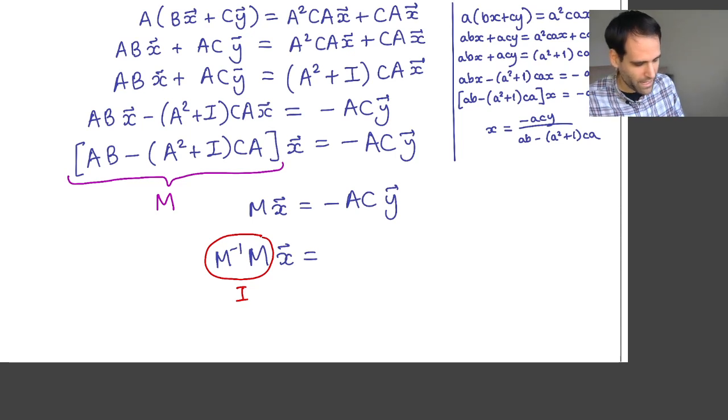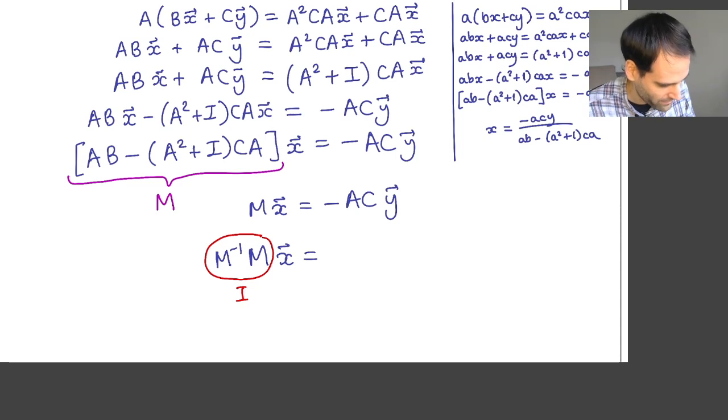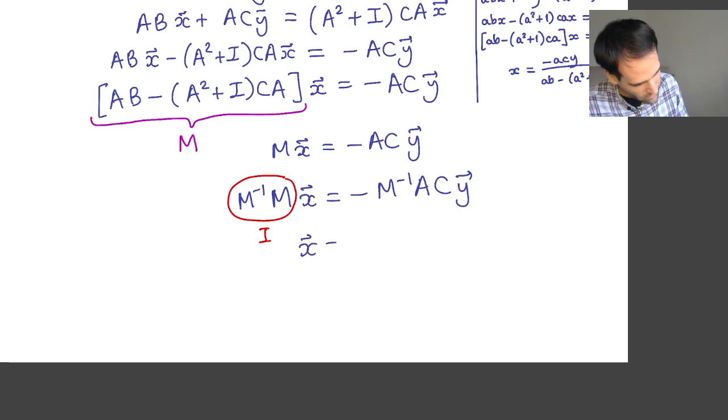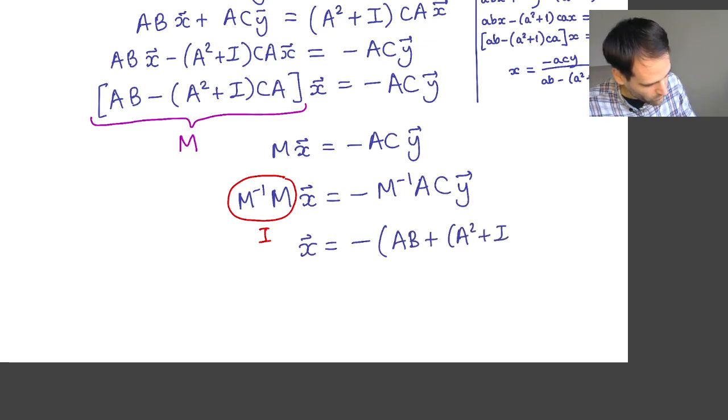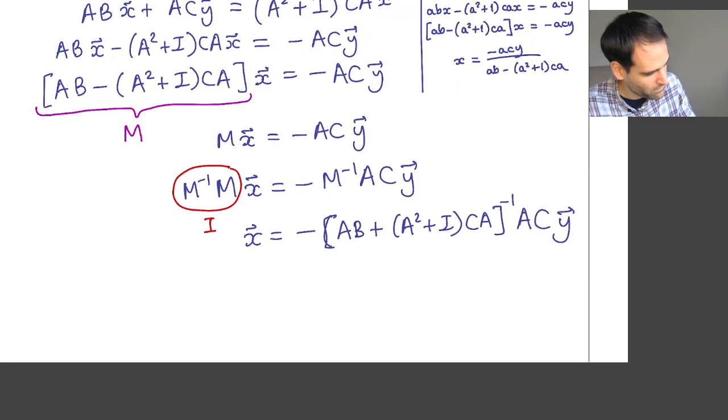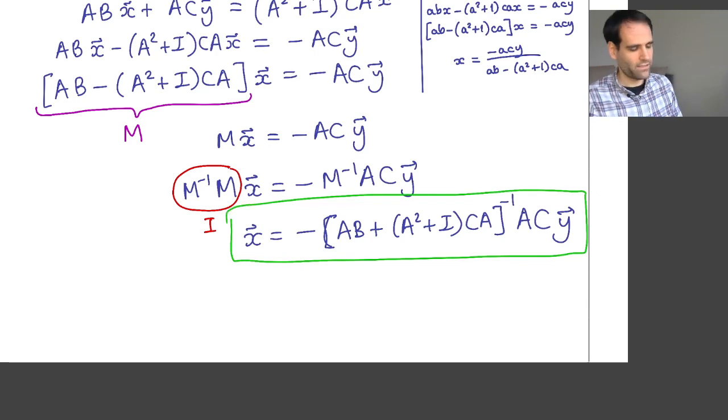So if you multiply the left-hand side of this equation by the inverse on the left, you have to remember to multiply the right-hand side of the equation also by the inverse on the left. So now we would have x equals minus the inverse of M, which is all this big thing. So all this thing, you do the inverse, and then you do times A times C times vector y. And this way you would have solved for your vector x.